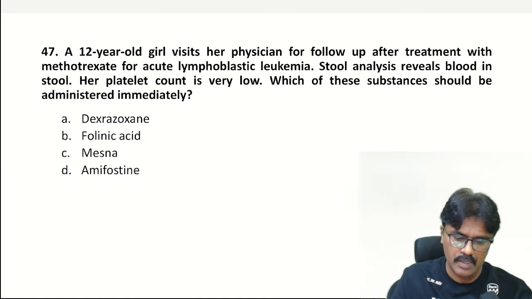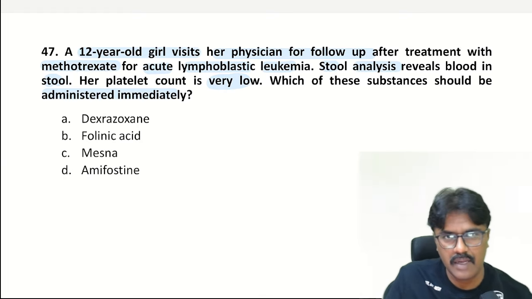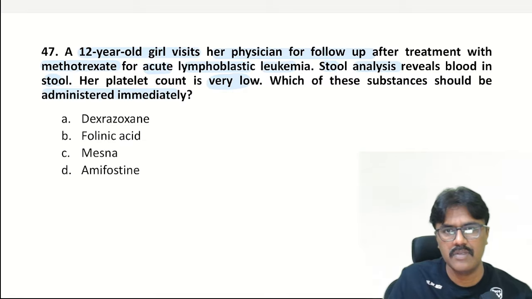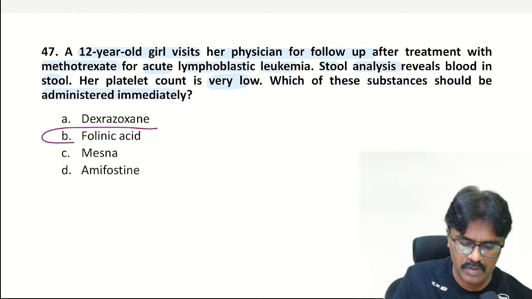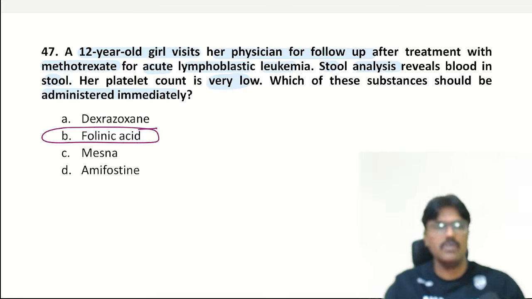A 12-year-old girl comes to the physician for follow-up after treatment with methotrexate for acute lymphoblastic leukemia. Stool analysis reveals blood in stool. Her platelet count is very low. Which of these substances should be administered immediately? So she is on methotrexate for cancer, and she is having anemia symptoms, platelets low. So we have to give an antidote. The antidote for methotrexate is folinic acid, also called leucovorin.